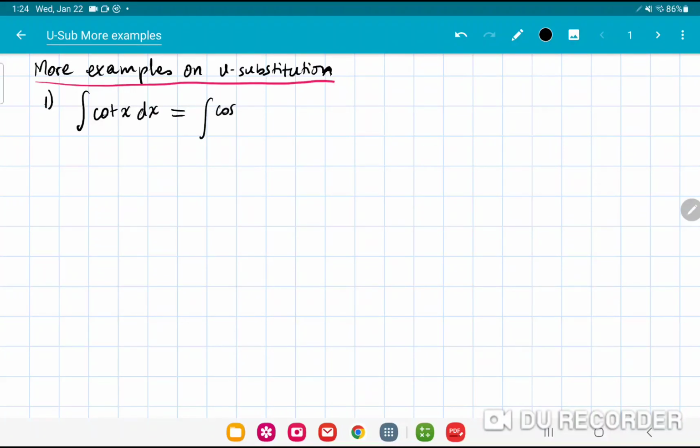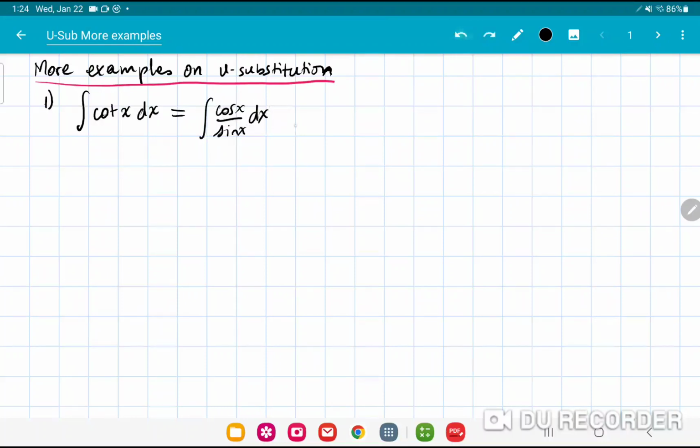Cotangent of x is cosine of x over sine of x. So the integral is integral of cos x over sine x dx. And we will take this as our u. If I let u equal sine of x, then the derivative is cos x. So du becomes cos x dx, which will work out nicely.